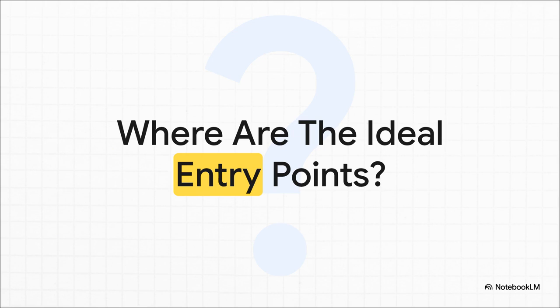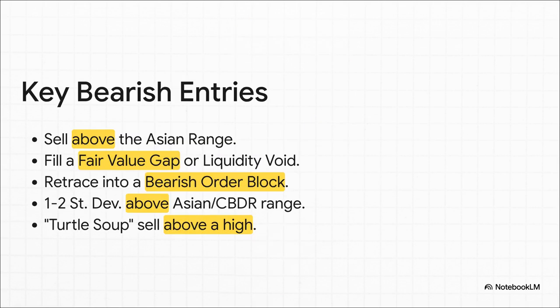Okay, so all the conditions are in our favor. Now we start stalking the chart, looking for those specific price action patterns that signal a high probability entry to go short. The logic here is perfectly symmetrical. Instead of buying below lows, now we are selling above highs. We're looking to take advantage of a run on buy-stop liquidity. So this could be a spike above the Asian range high, a move up to fill a gap, or a retracement into a nice bearish order block. And, you guessed it, the bearish turtle soup sell, a false breakout above a key high that traps buyers.